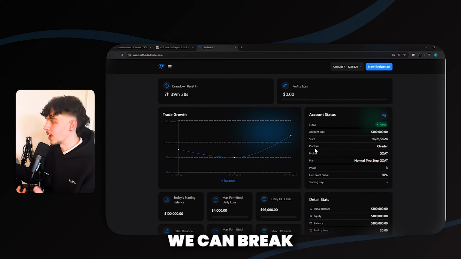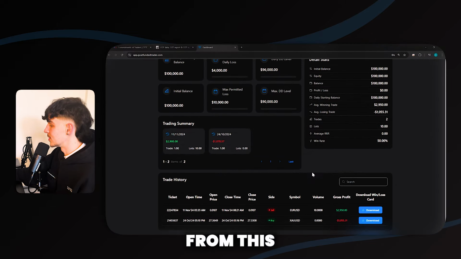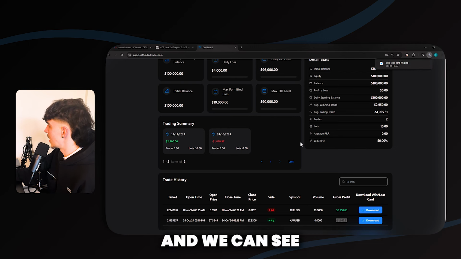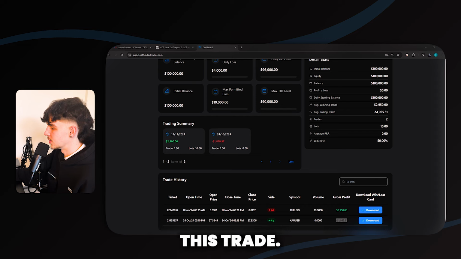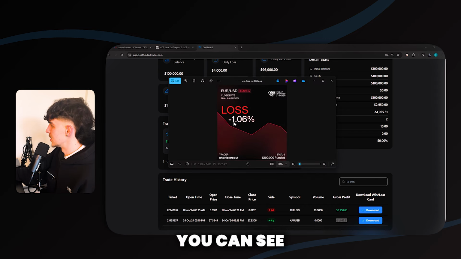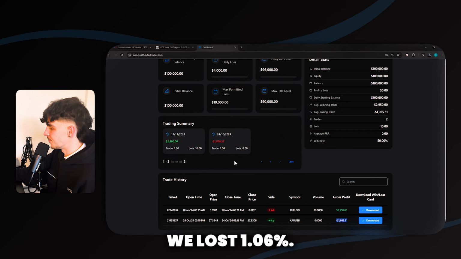So the funded account, we can break down the trades from this dashboard. You can see this is a loss on the 24th of the 10th. At the bottom down here we have this gold trade that lost us $1,000. In addition, we can download this scorecard and we can see the percentage loss on this trade. I'll just drag it out. You can see we lost 1.06%.